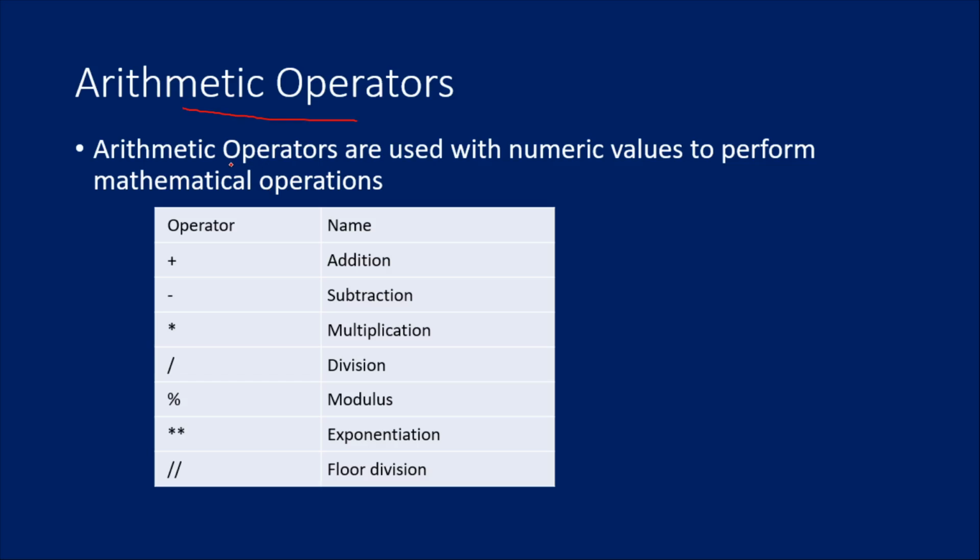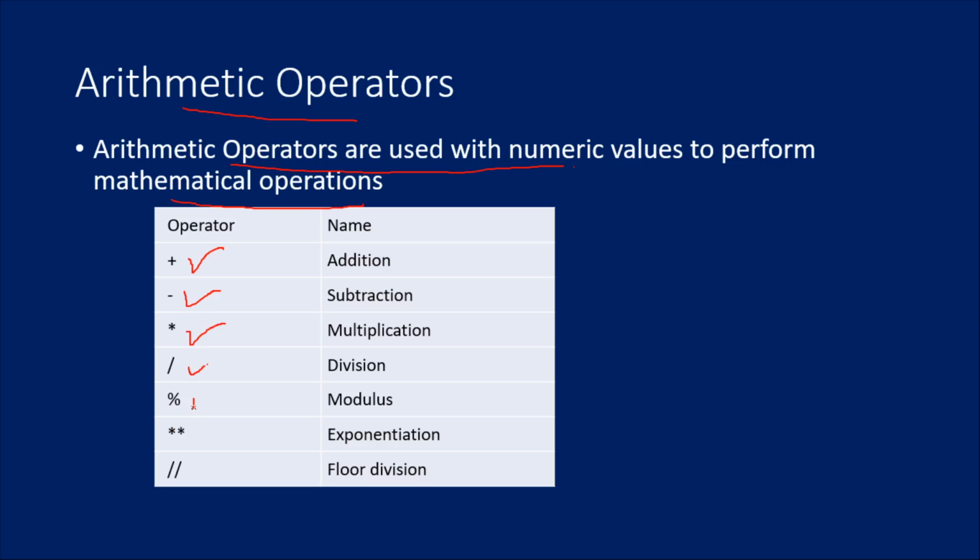Arithmetic operators are used with numerical values if you want to perform any mathematical operations, like addition, subtraction, multiplication, all the mathematical operations you have used in school. The below table shows all those details. If you want to perform addition, you should use the plus operator. If it is subtraction, then minus. If multiplication, then you should use the star, and for division, the slash.